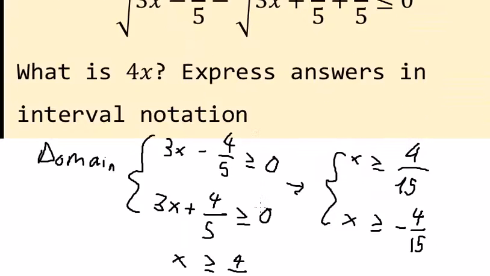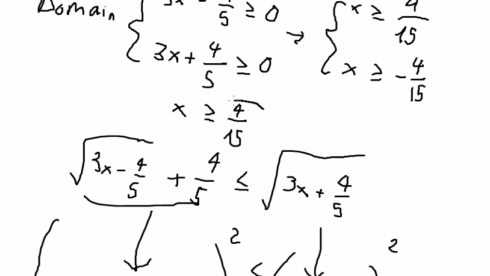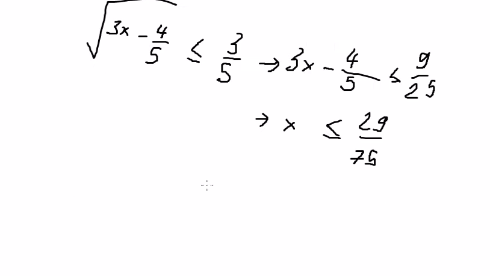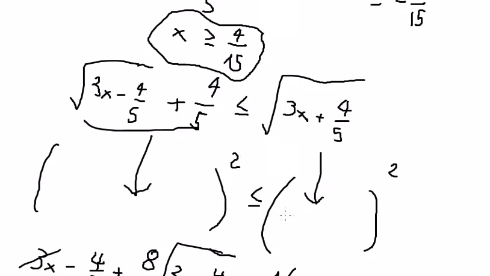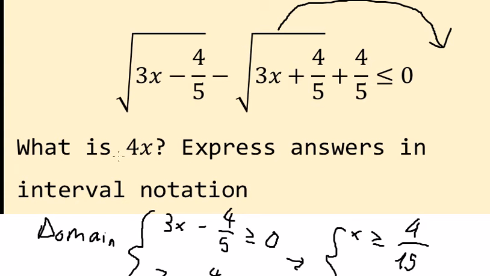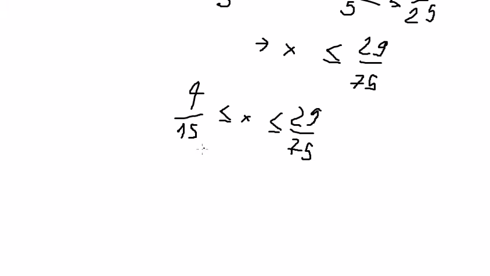So we combine the domain: 4/15 is smaller than or equal to s, and s is smaller than or equal to 29/75. But the question asks about the value of E for s, so we multiply both sides by 4.